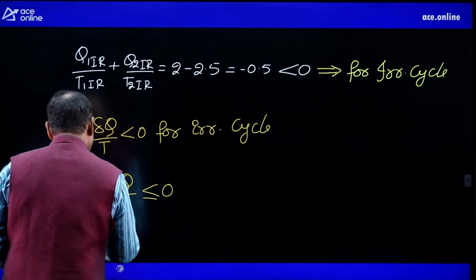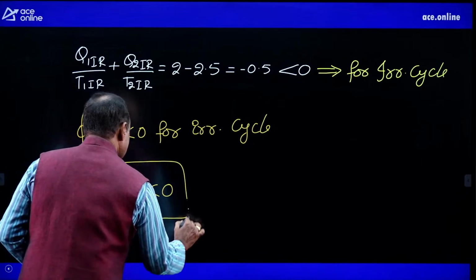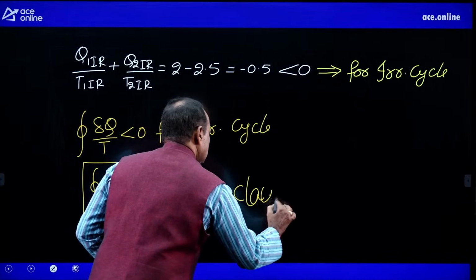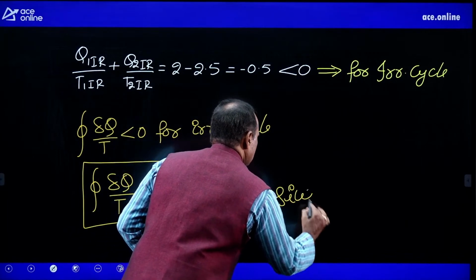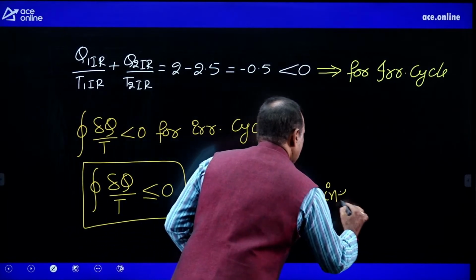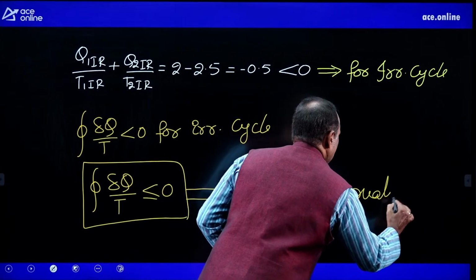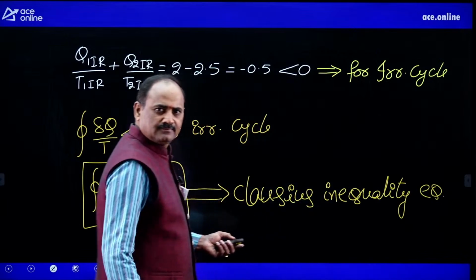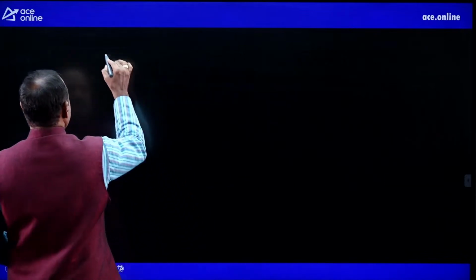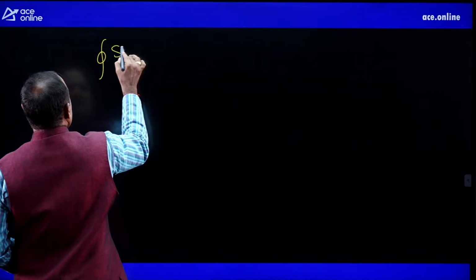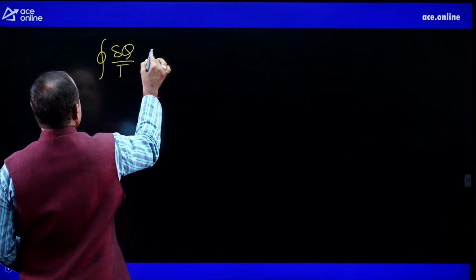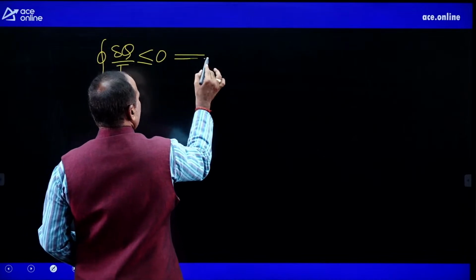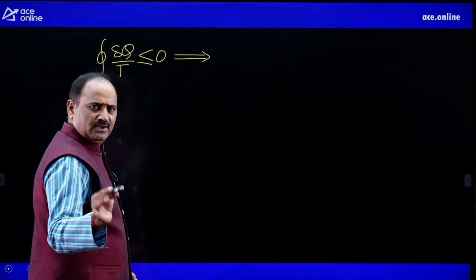Right? This particular equation was given by Clausius. Therefore, this equation we are calling the Clausius inequality equation. Okay, so let me take another slide. Cyclic integral del Q by T is always less than or equal to 0. This particular equation is called the Clausius inequality equation.